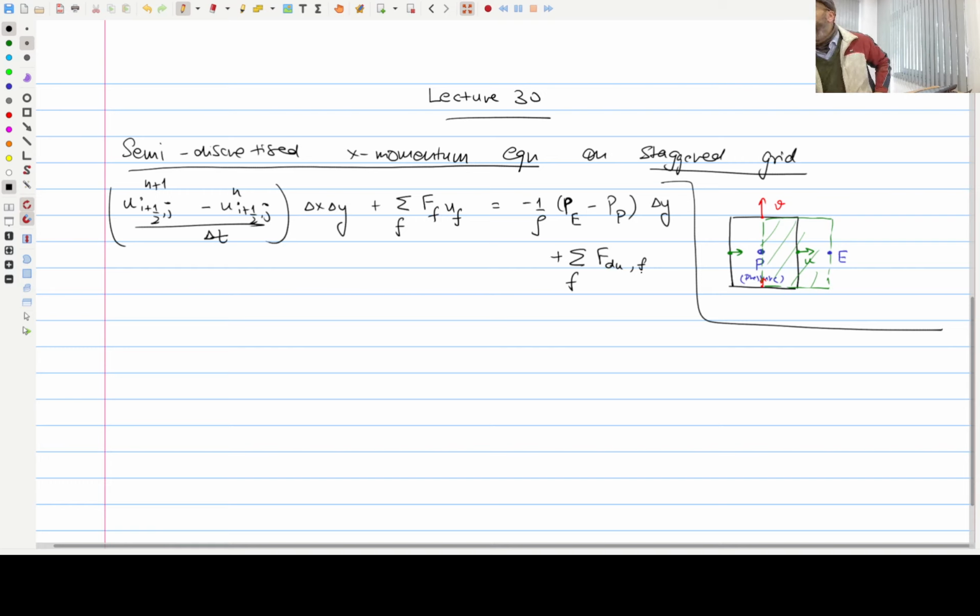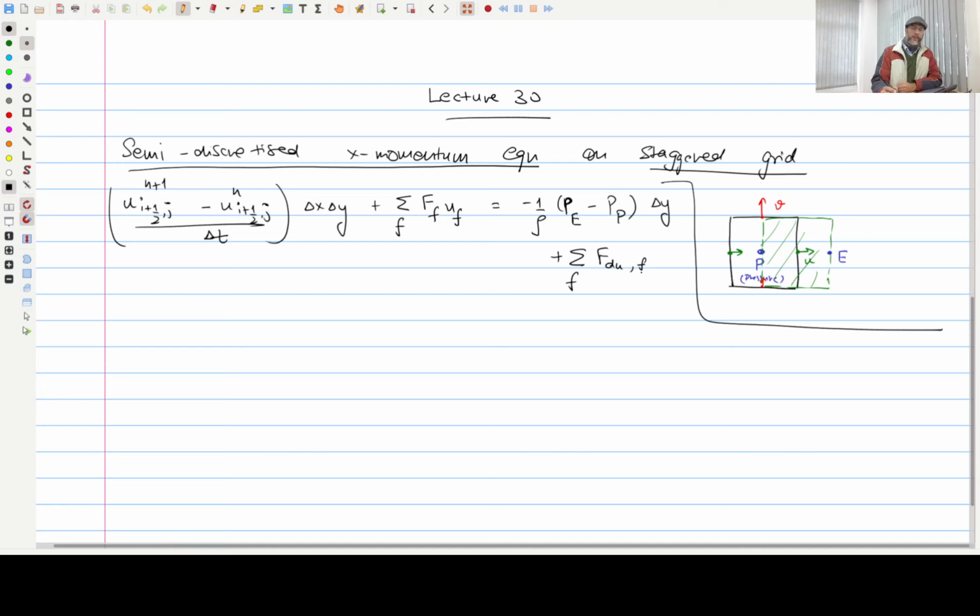Subscript for P in where? In the equation? That's just pressure. I have told you that this is the pressure control volume. Alright.